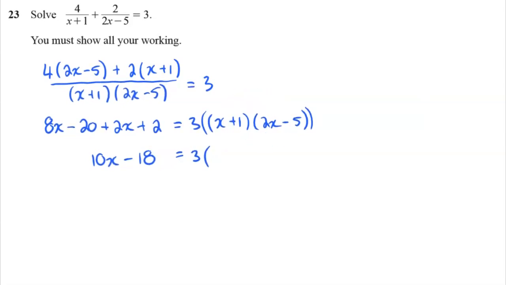x times 2x is 2x squared. x times negative 5 is minus 5x. 1 times 2x is plus 2x. And 1 times minus 5 is still negative 5. The only like terms are the 2x's, of course. We can put them together before we multiply by 3.